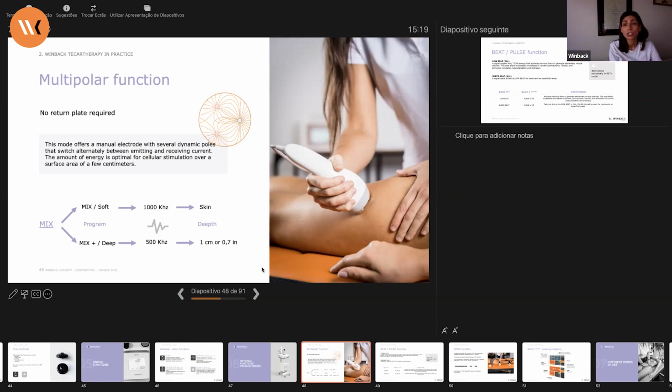We can choose from the option soft, the mix, just, or the mix plus the deep. The soft, we are working in 1000 kilohertz frequencies, and we are stimulating skin. When we choose the mix plus, we are working deeper. We work in 500 kilohertz stimulation, and we work 1 centimeter deep, okay? With this kind of stimulation, you have 2 to 3 times faster answer from the stimulus that you're giving. So you know that your work will be quicker and your effects will be quicker, okay?